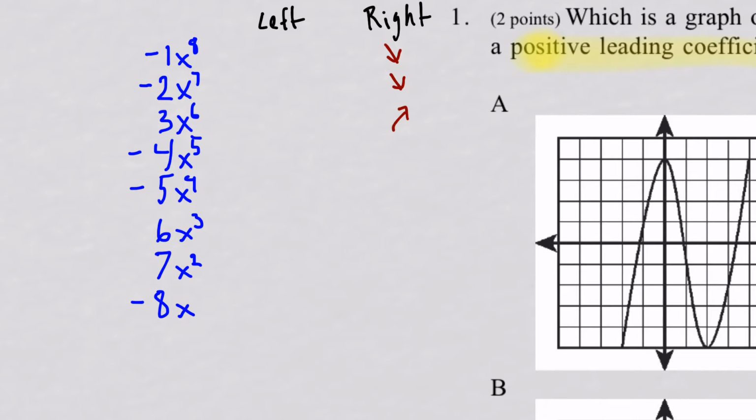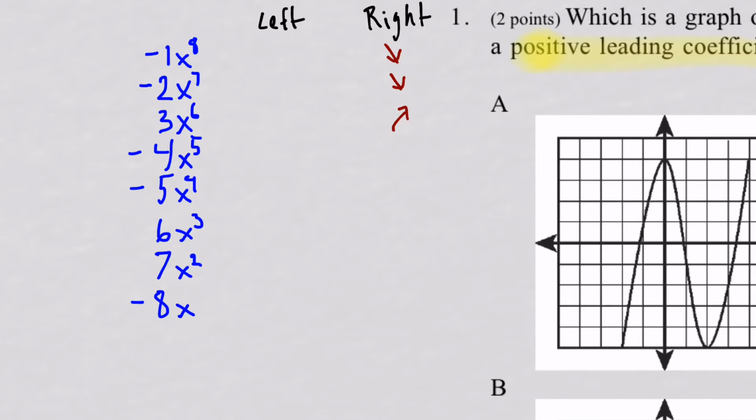A negative means that the right side is down. And even means that they're the same. They have the same behavior. And odd means that their behaviors are opposites. The right side is opposite to the left side. So using that information, watch what we can do.